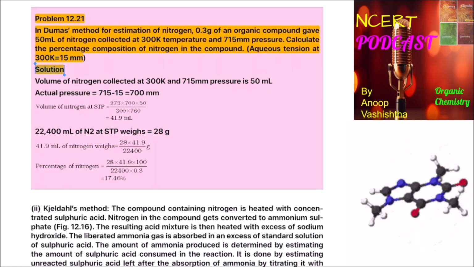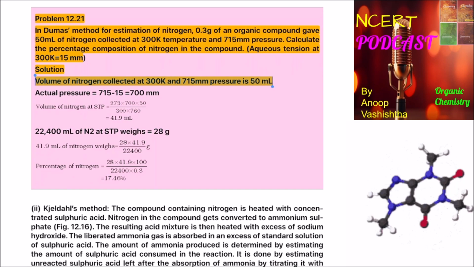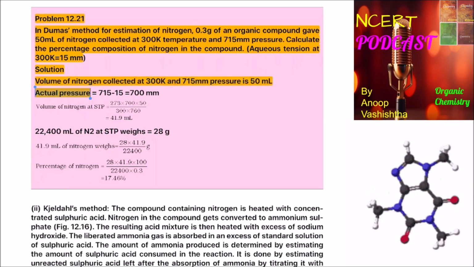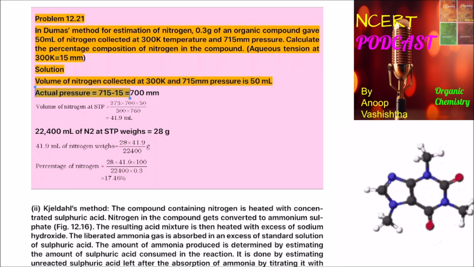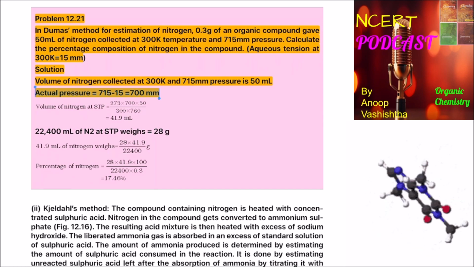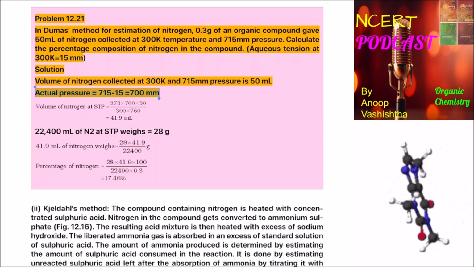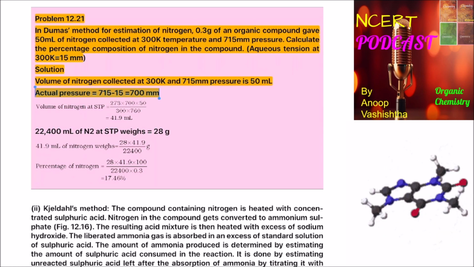Solution. Volume of nitrogen collected at 300 Kelvin and 715 mm pressure is 50 milliliter. Actual pressure is equal to 715 minus 15 is equal to 700 mm. Volume of nitrogen at STP is equal to 273 into 700 into 50 divided by 300 into 760 is equal to 41.9 ml.